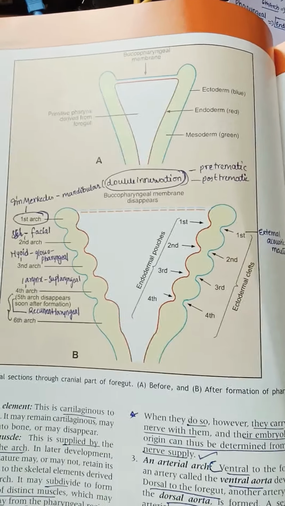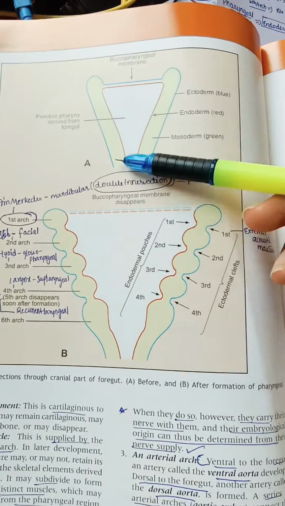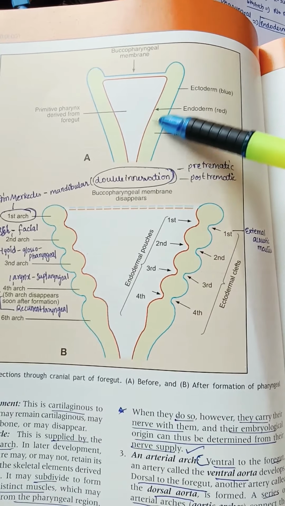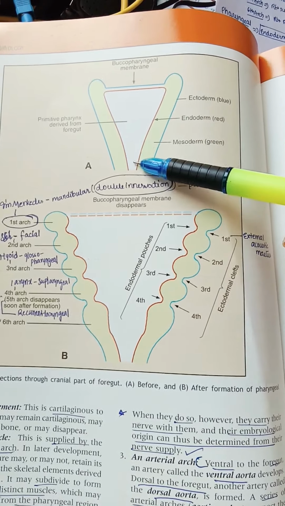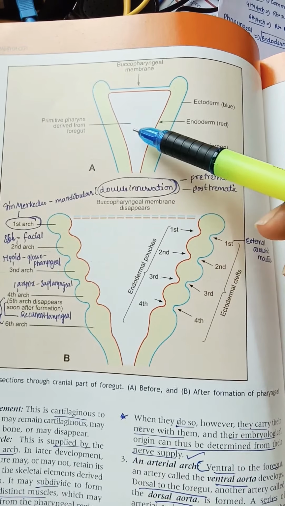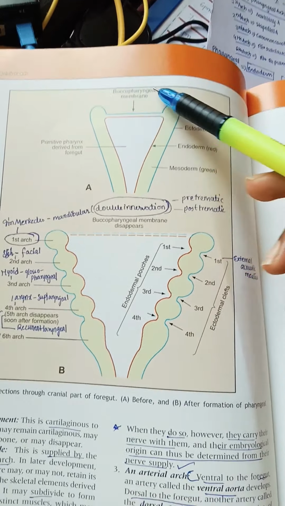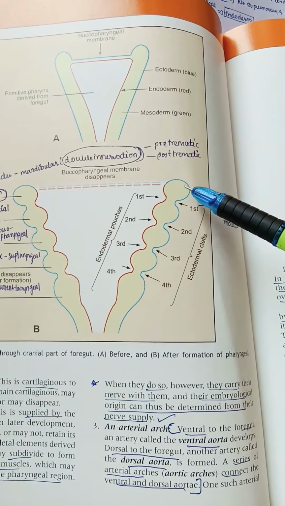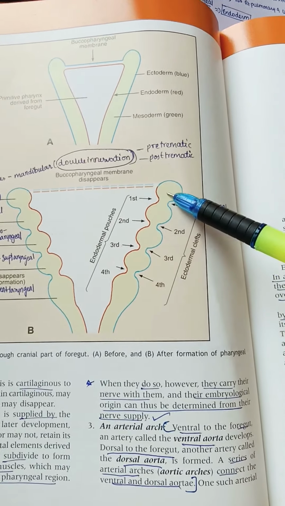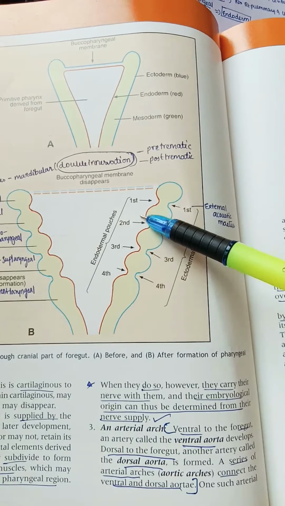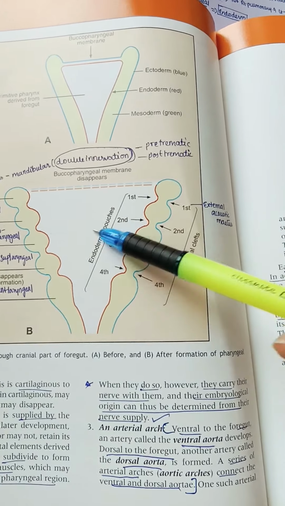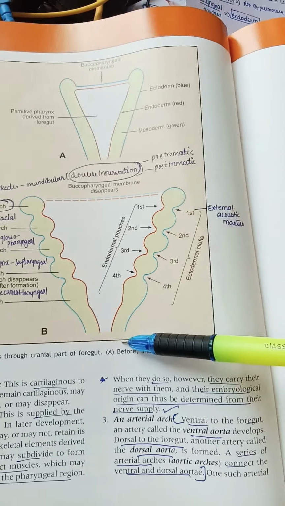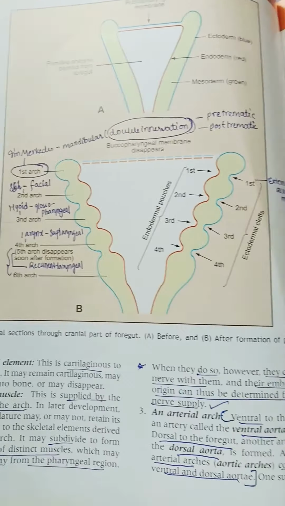Here you can see the difference before formation of the pharyngeal arch and after formation of the pharyngeal arch. This is the ectodermal part, this is the mesodermal part, this red one is the endodermal part, this is the primitive pharynx which is derived from the foregut, and this is the buccopharyngeal membrane. So this is how pharyngeal arches develop. You can see this is the pharyngeal cleft, these are the pharyngeal arches, and these are the pharyngeal pouches, right? So endodermal pouches, ectodermal clefts, and middle mesodermal arches. We know all this, right?